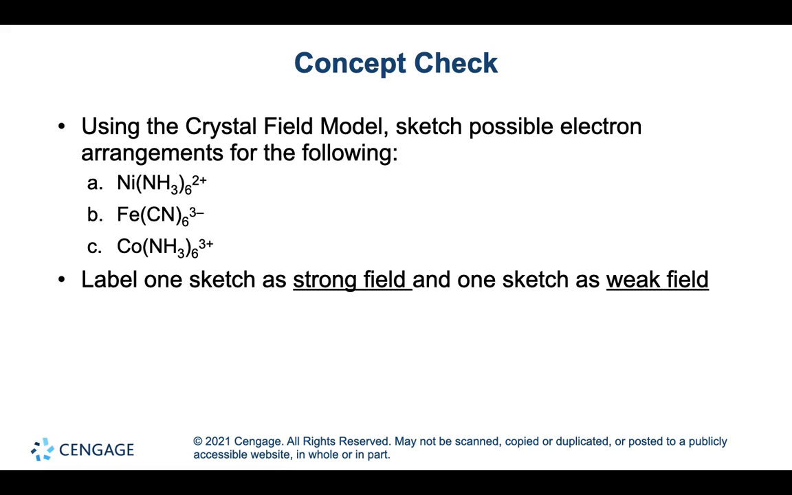Cobalt, ammonia, 6 plus 3, that'd be cobalt, which is 4s2, 3d7. And then 3 plus charge would be 3d6. So with 3d6, you'd have 6 d electrons, and so you put them in the T2G.